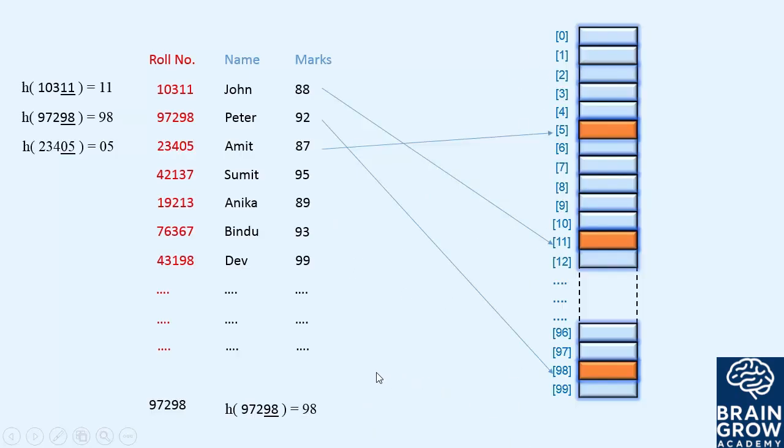Now while using a hash function to generate addresses, we can encounter a problem. In the next lecture, we'll see what that problem is.